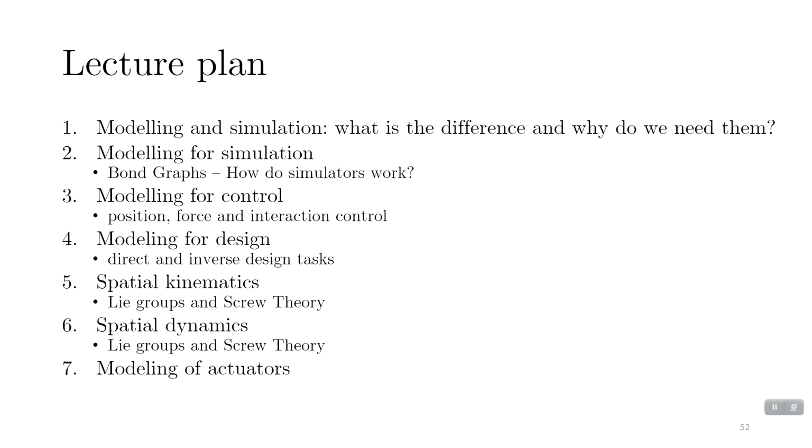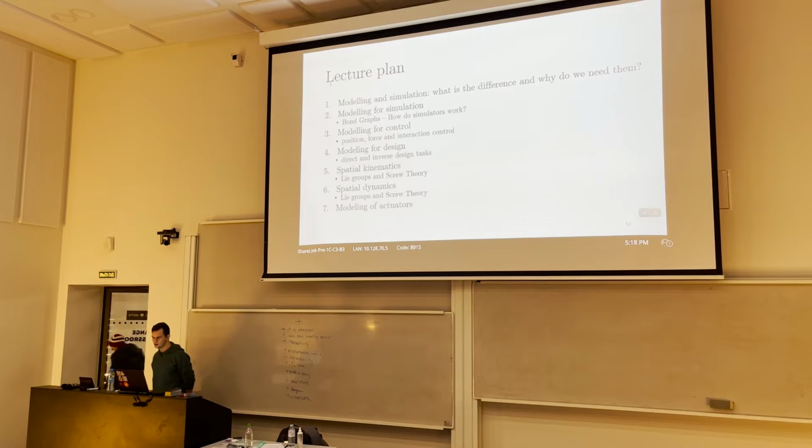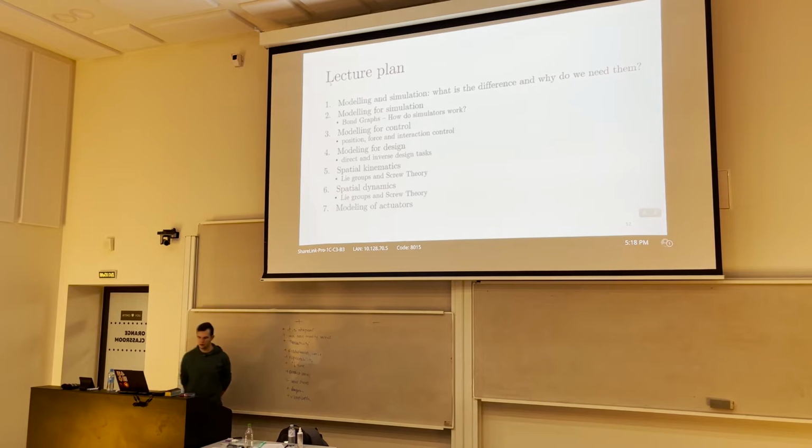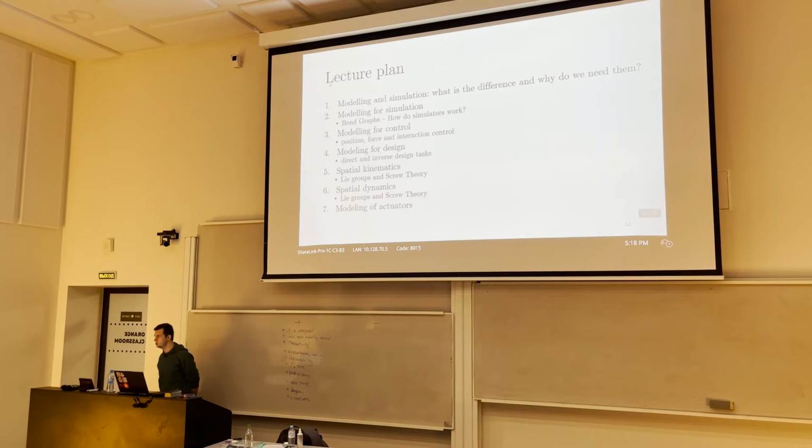Right now we had the first lecture about modeling and simulation, and we scratched the surface. Now we understand the difference between modeling and simulation and why we actually need it. Now we'll have the second lecture. It will be all about bond graphs, and why we want to consider them. It will be an example of how a simulator works, how it's able to automatically derive an equation.